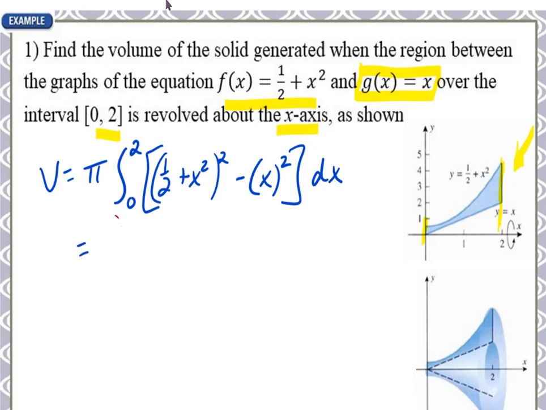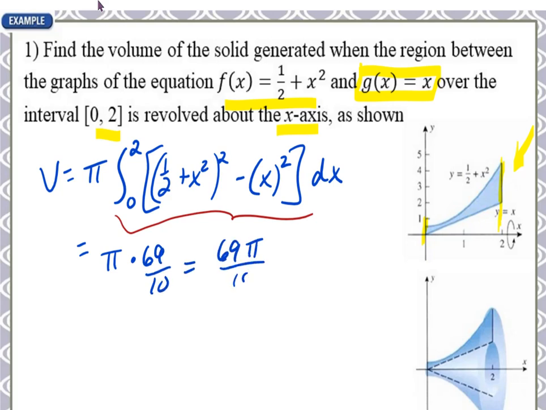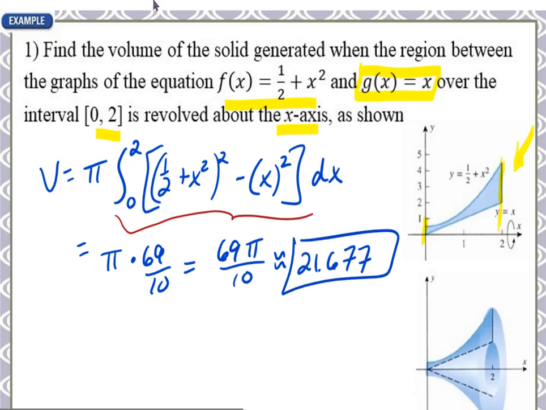So if I do all of this bit in my calculator, then I'm going to end up getting 69/10. So pi times 69 over 10. So we can just call that 69 pi over 10, which is approximately 21.677.